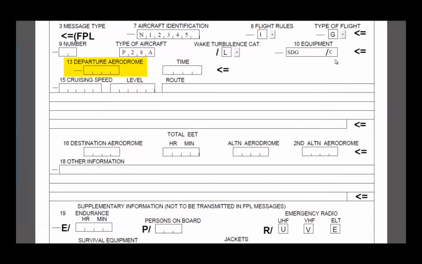Box number 13 is the departure aerodrome, which means your departure airport. This is where you put your departure airport, and the line after that is where you put your estimated time of departure, just like you would with any other flight plan.